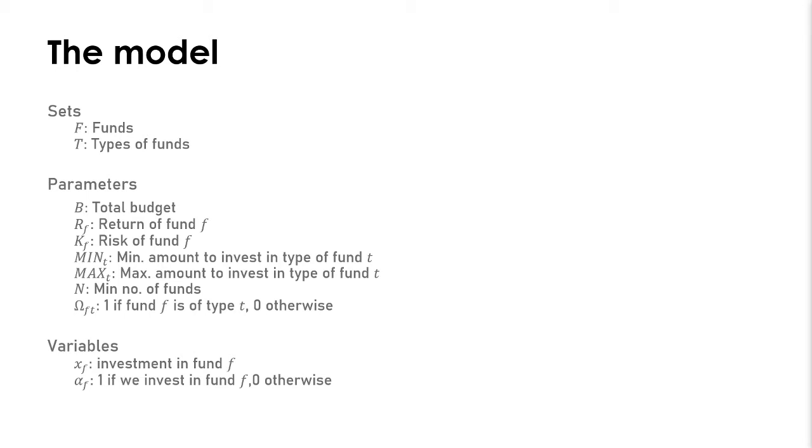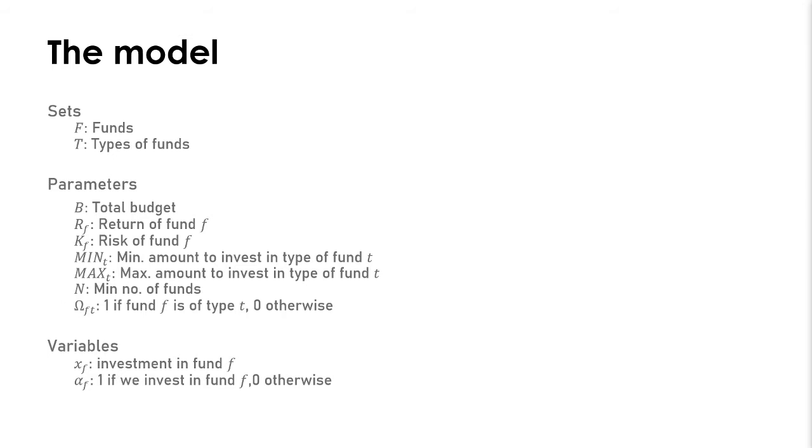And finally, we have a binary parameter, which is 1 if fund F is of type T and 0 otherwise, which is this omega here. It allows us to build constraints and to impose that these min and max requirements are met. And finally, we have the variables, which are two.